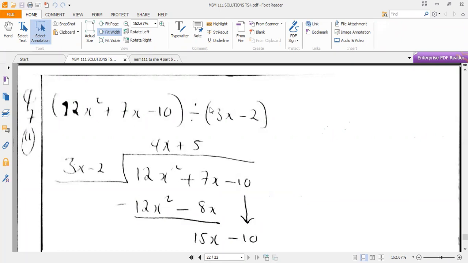So we are here now using the polynomial. Keep in mind that here when your divisor, it's the coefficient of x is 3. Just know that you don't have to use the synthetic division.